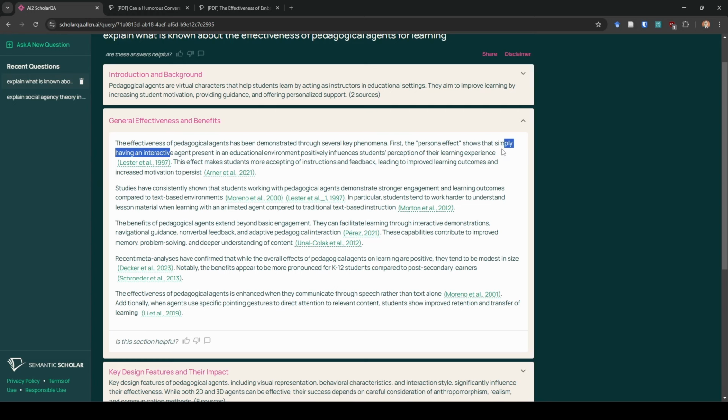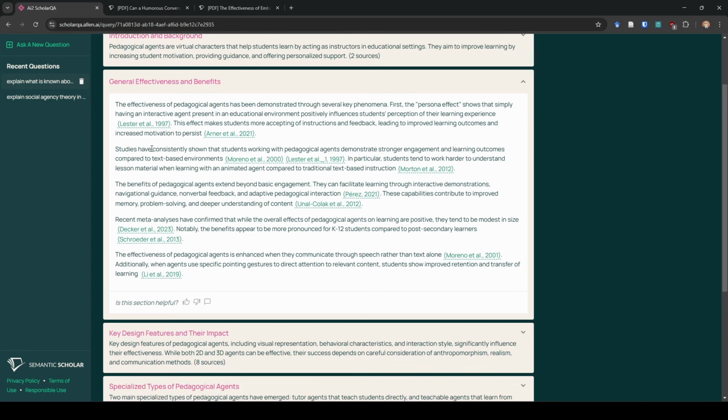Okay, the other thing that I like about this, it did not overextend these results. This paper specifically talked about student perceptions, but when I see this paper cited, a lot of times people cite it for learning, but that's not what you should be citing this paper for. This should be cited for the persona effect having influence on perceptions. Thrilled about how it synthesized that paper. Okay, skimming down here. Studies have shown that students working with agents show stronger engagement and learning outcomes compared to other interventions.